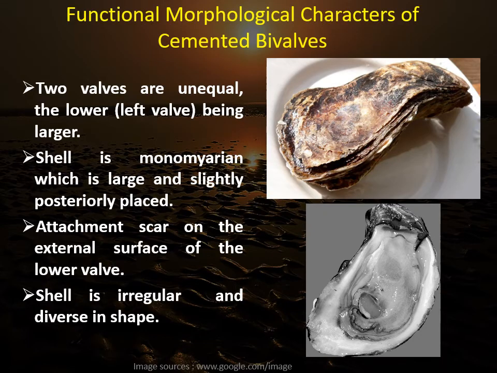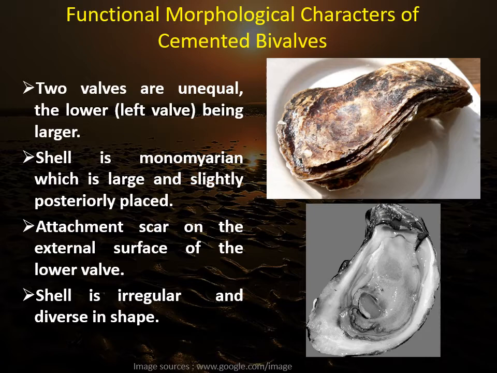Now the next form. In this case, these bivalves are secreting some calcium carbonate, by which one valve of the bivalve specimen is attached to the hard substrate. That hard substrate may be a piece of stone, it may be a rock, or sometimes it may be a tree trunk also, on which these bivalves are found to be attached permanently. So they are permanent in their position, they are not able to move from one place to another. So that means they are sessile.